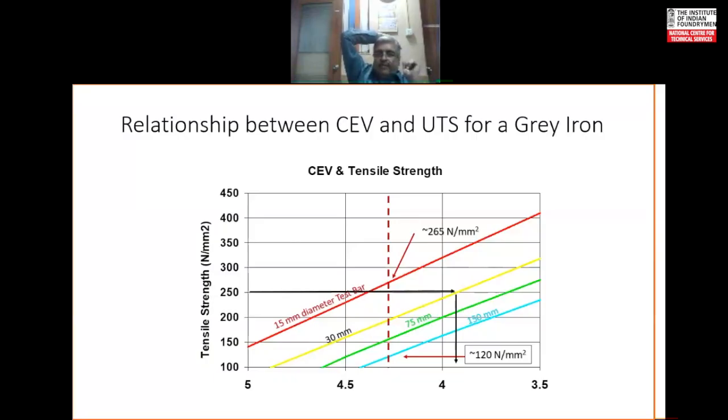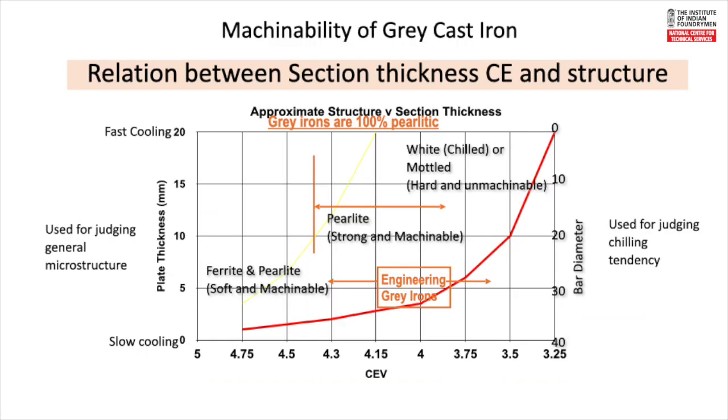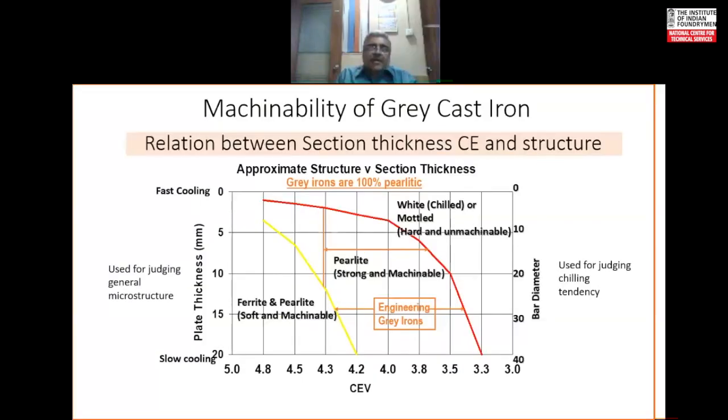So combined effect of the cell size and the type of microstructure will be felt here. So this is the effect of composition on tensile strength. Earlier we saw the effect of section thickness. Now the next relationship is machinability of gray cast irons.